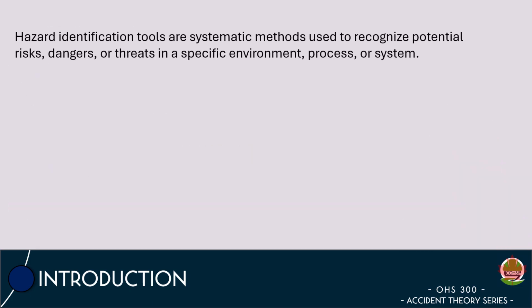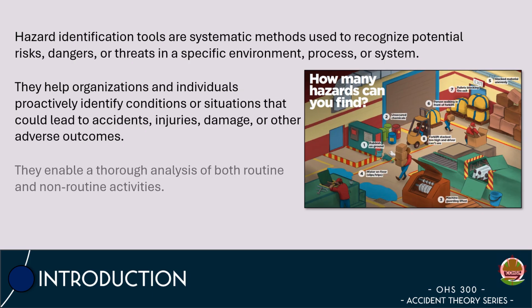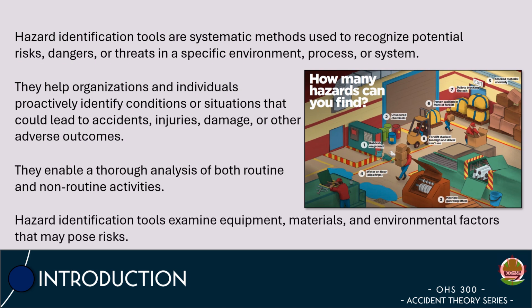Hazard identification tools are systematic methods used to recognize potential risks, dangers, or threats in a specific environment, process, or system. They help organizations and individuals proactively identify conditions or situations that could lead to accidents, injuries, damage, or other adverse outcomes. These tools are critical for preventing harm by enabling a thorough analysis of both routine and non-routine activities, equipment, materials, and environmental factors that may pose risks.